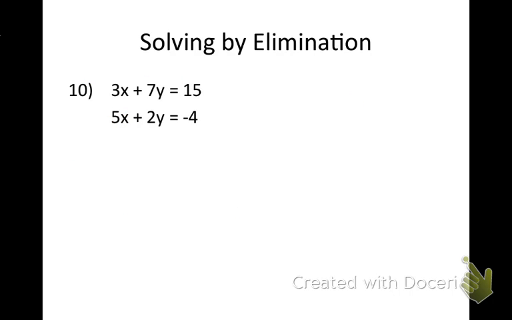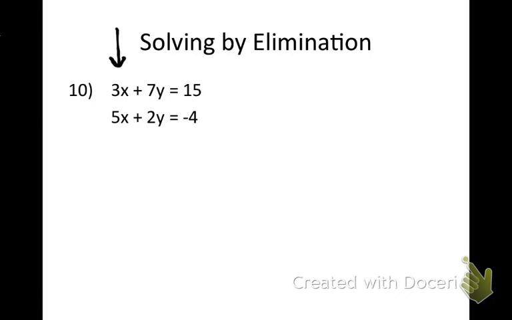We're just going to look at how you would set it up, and then you can work it out from there if you need to. But if you notice here, I have 3x plus 7y equals 15, and 5x plus 2y equals negative 4. None of them are set up to eliminate. But remember, I can multiply. Andy, which one would you like to eliminate, x's or y's? X. Okay, so I'm going to eliminate x.